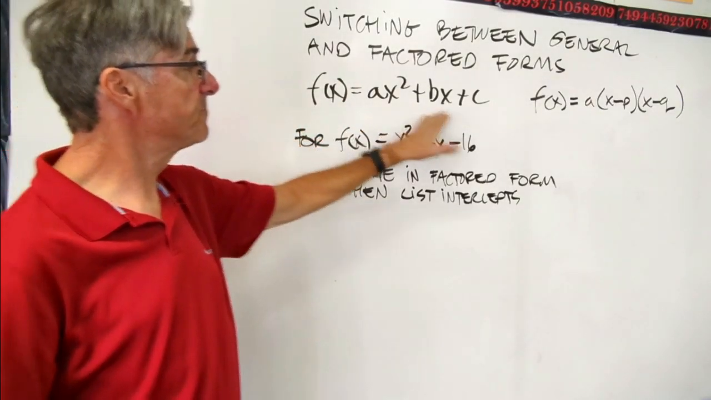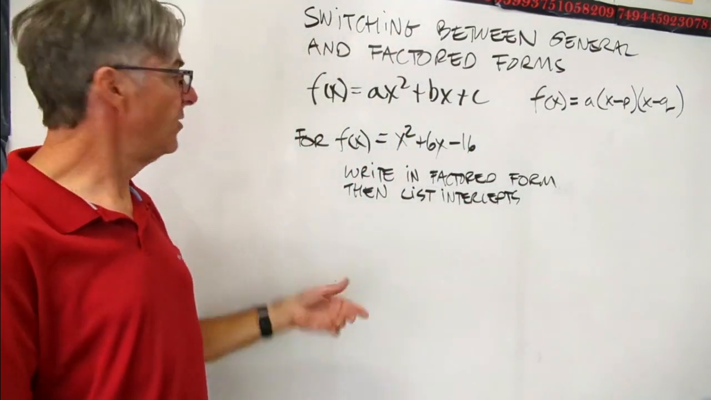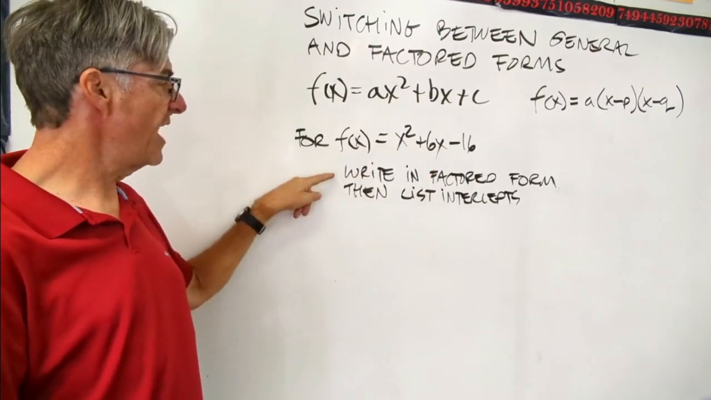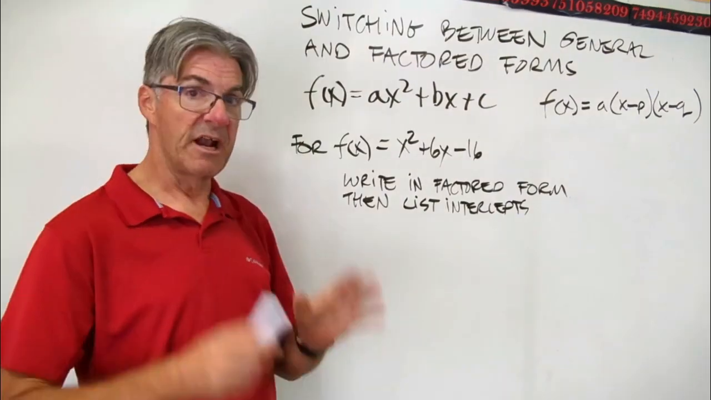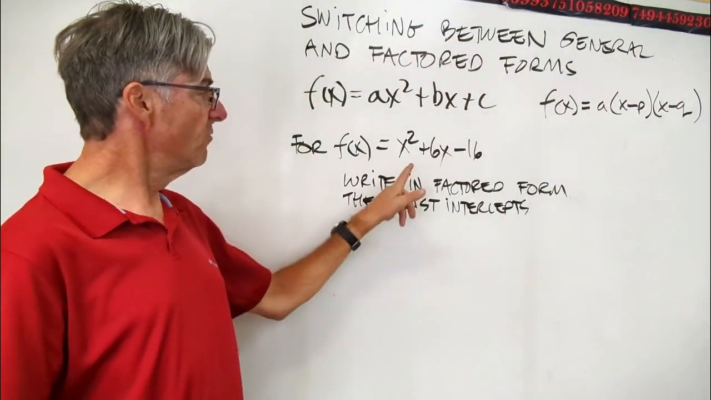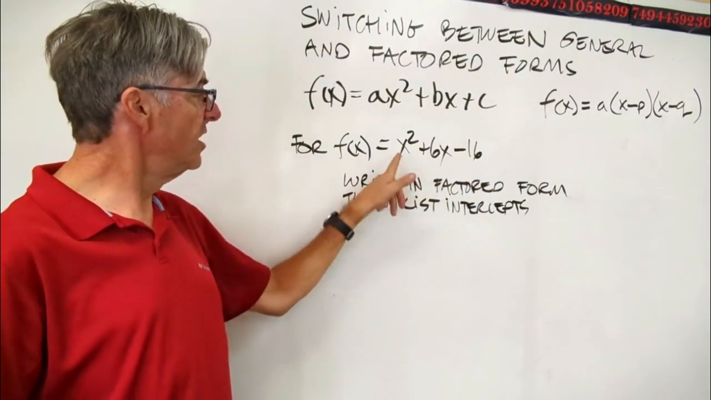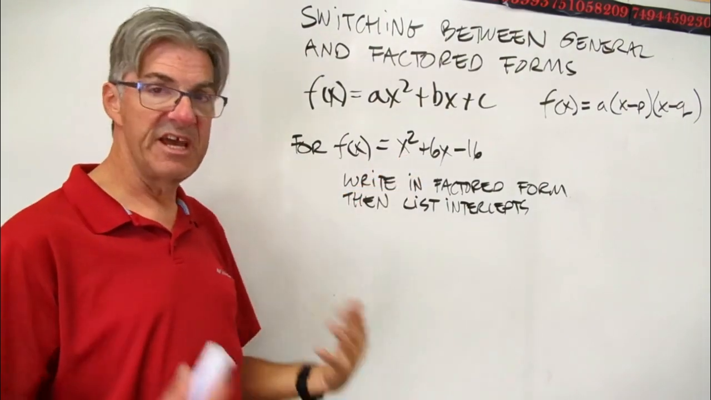There's our general form, and here is our factorized form. So let's do an example. Here is f of x in general form, and what we're going to be asked to do here is write in factored form, then list the intercepts. And I'll remind you of what we do. This is a trinomial, 3 terms, and the a is 1. So there's no number in front of the x squared, which means a is 1.